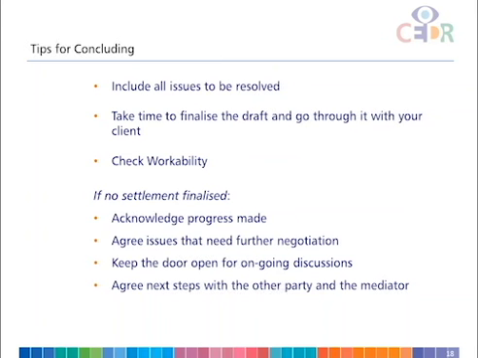If no settlement is finalised, you should ideally have a final meeting between the parties before they just go away, rather than just walking out. The mediator will encourage you to do this, but you should acknowledge progress that's been made, especially if it seems the parties have gone quite far. Agree the issues that need further negotiation. It might actually be possible to close off some issues and get them settled, which is brilliant. And then you can agree that there are certain issues that would need further negotiation. So it's really about keeping that door open for ongoing discussions. And you can talk with the mediator about how you might do that.